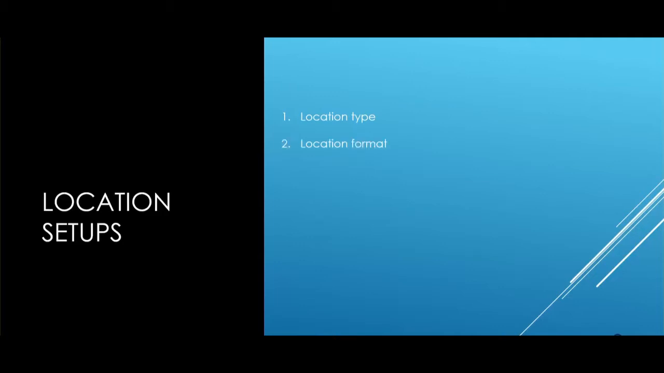Location format is the second thing. It is the naming convention for locations. You can specify how many segments the name should include and the length of each segment. You can also specify the separator that is used to separate the segments. Maximum size is 10, including the separators.